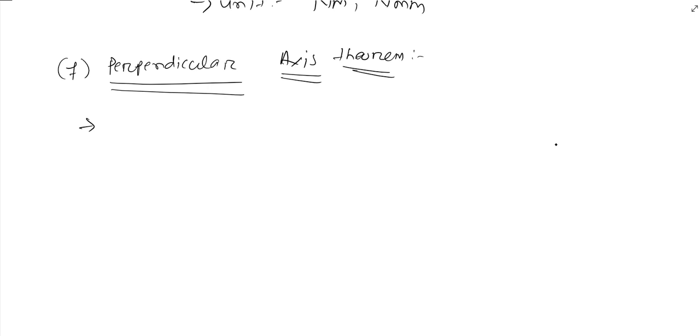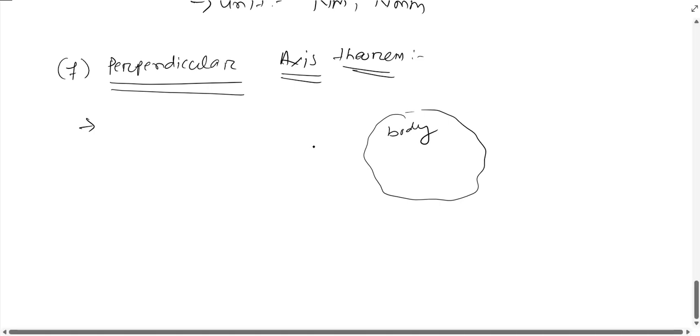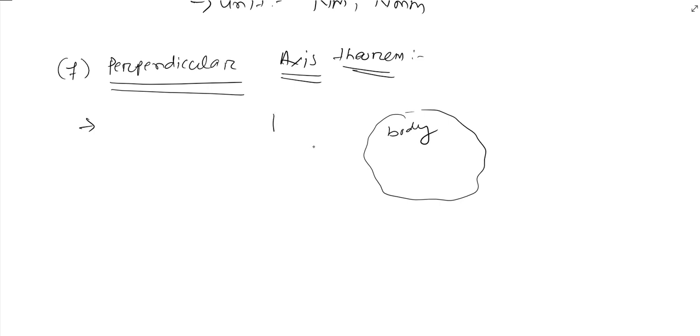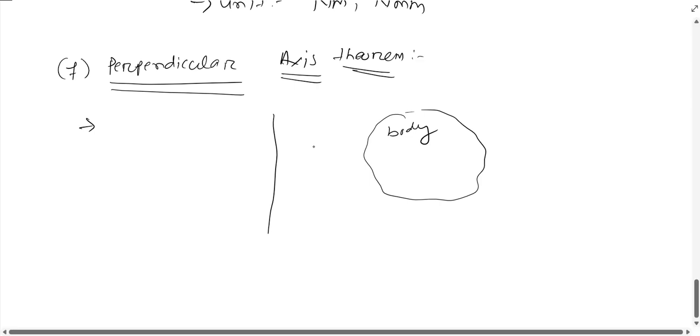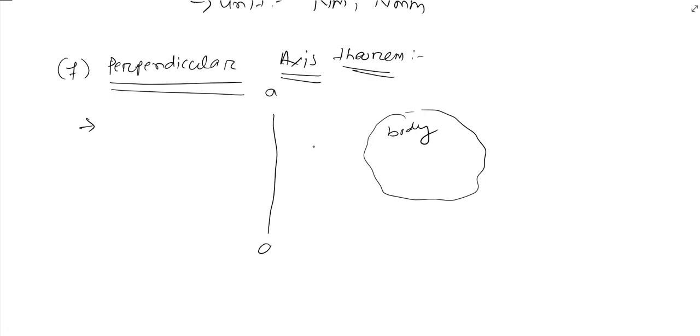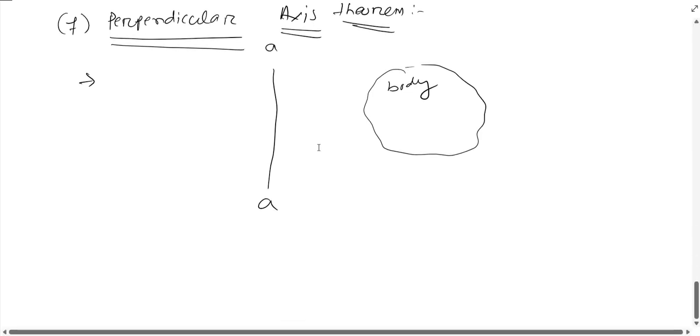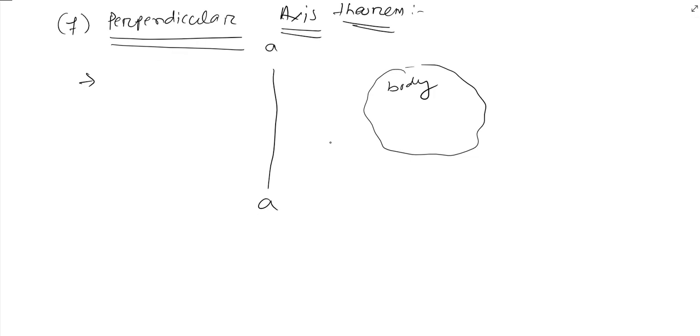So the perpendicular axis theorem comes from the moment of inertia chapter. Suppose this one is the body, and at some distance from the body there is an axis, let it be axis A. We are intending to find out the moment of inertia of this body about this axis.